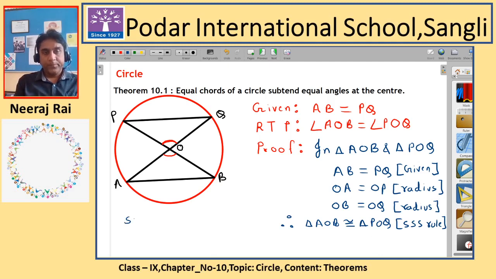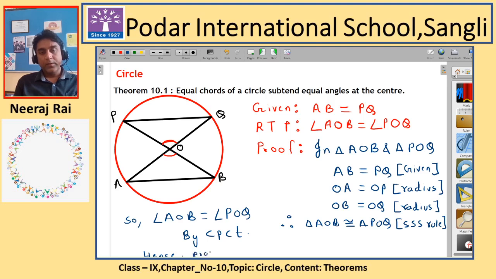So angle AOB is equal to angle POQ by CPCT, that is corresponding parts of congruent triangles. Hence proved. So whatever we had set out to prove, that is angle AOB is equal to angle POQ, we have proved. So this is about the first theorem and I hope that you have understood.